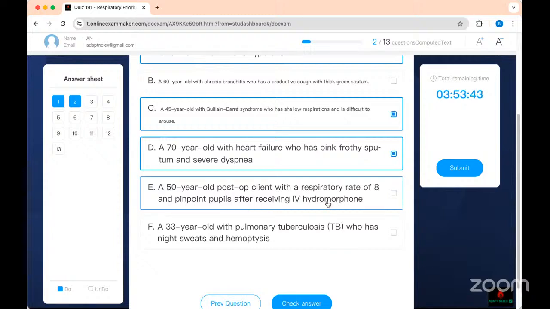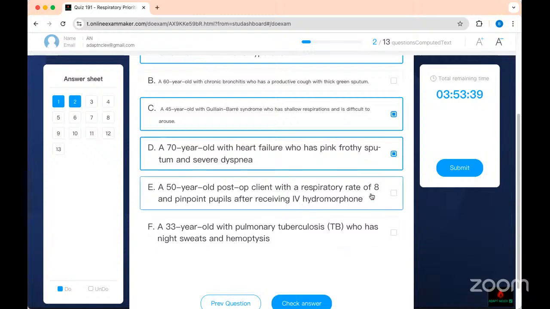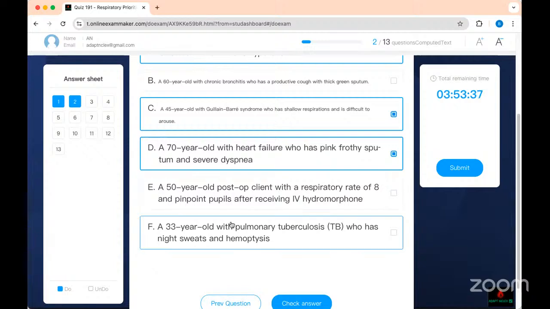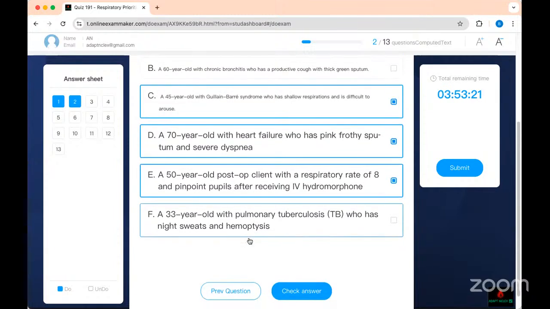You can see that this is a problem, right? I give you opiate and your respiratory rate is 8 and you have pinpoint pupil, right? I know it's going to drop your respiratory rate, but a respiratory rate of 8, that's not good. So this looks like it's overdose. He's having side effects of the opiate that is given. So we should see this patient.